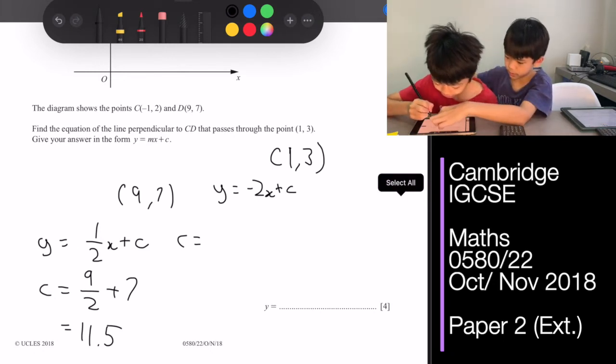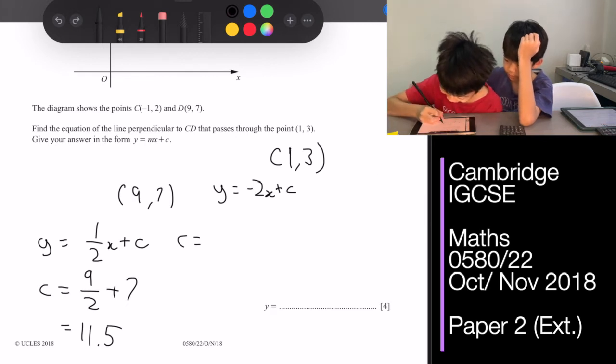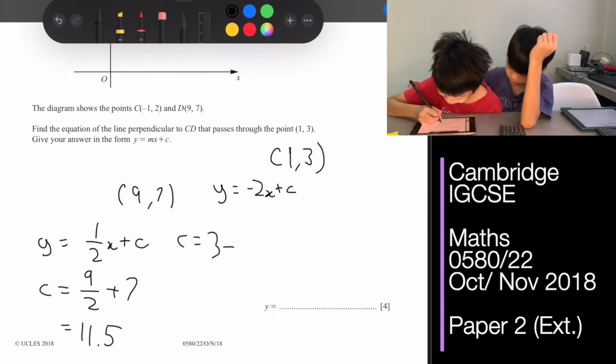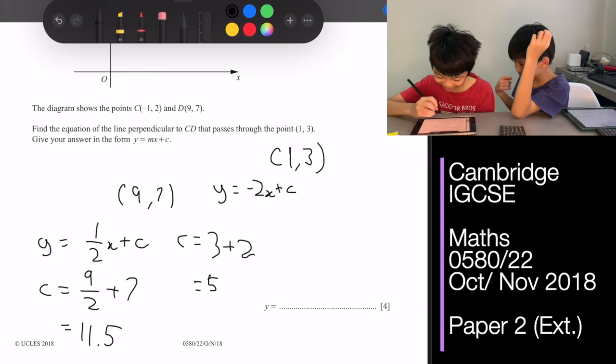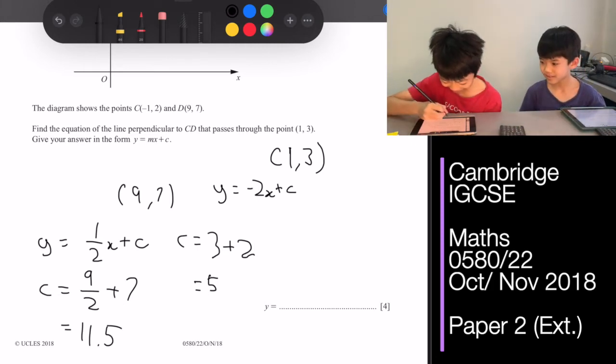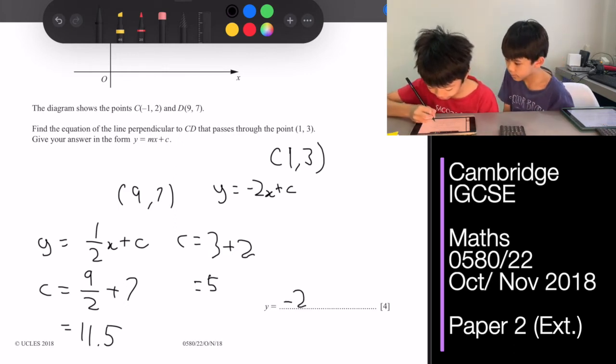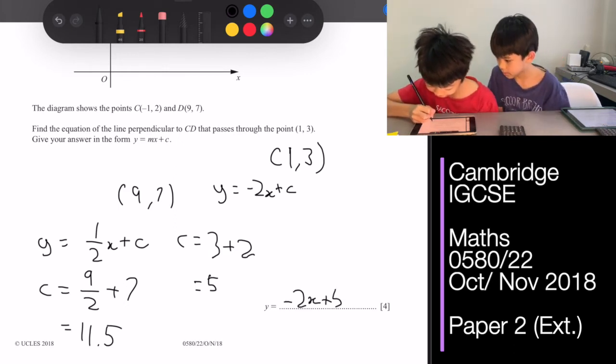Work yourself from here. C is y plus 2x. I know that, 3 plus 2 times 1, which is 5. Wait, hold on, let me double check. So y should be negative 2x plus 5. Yep.